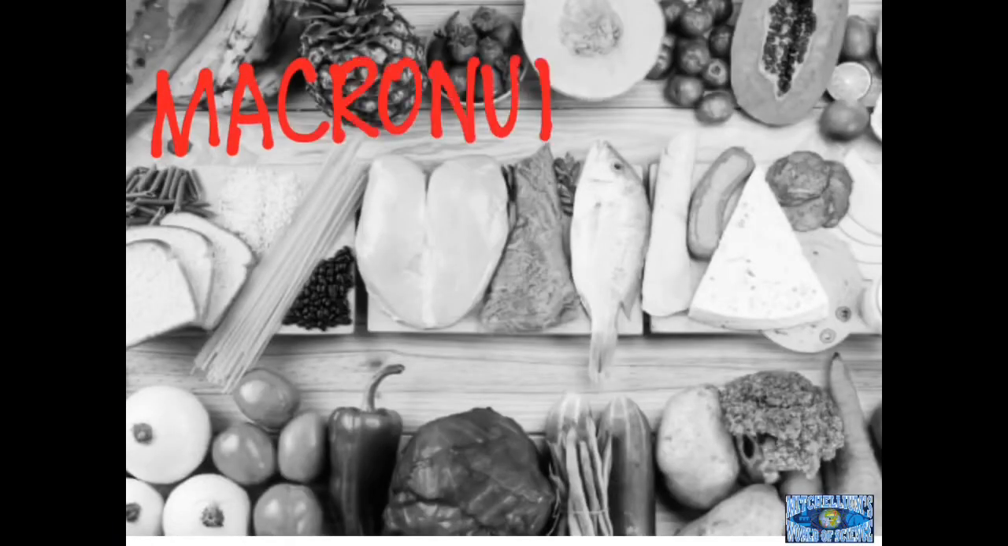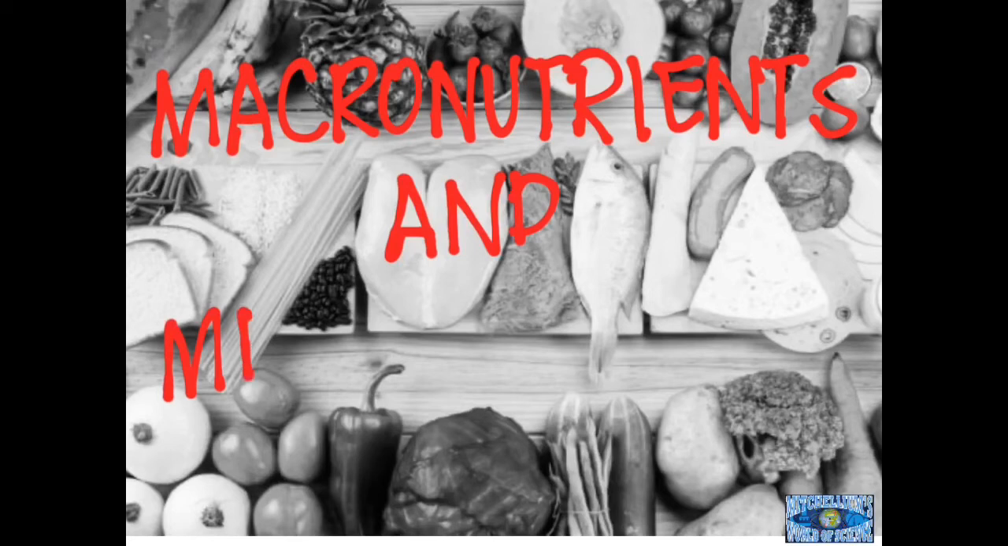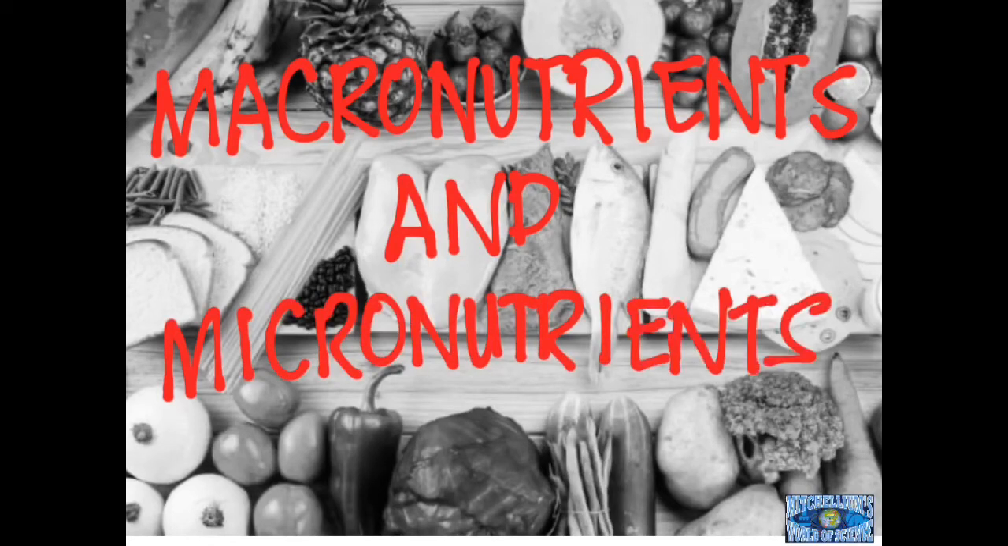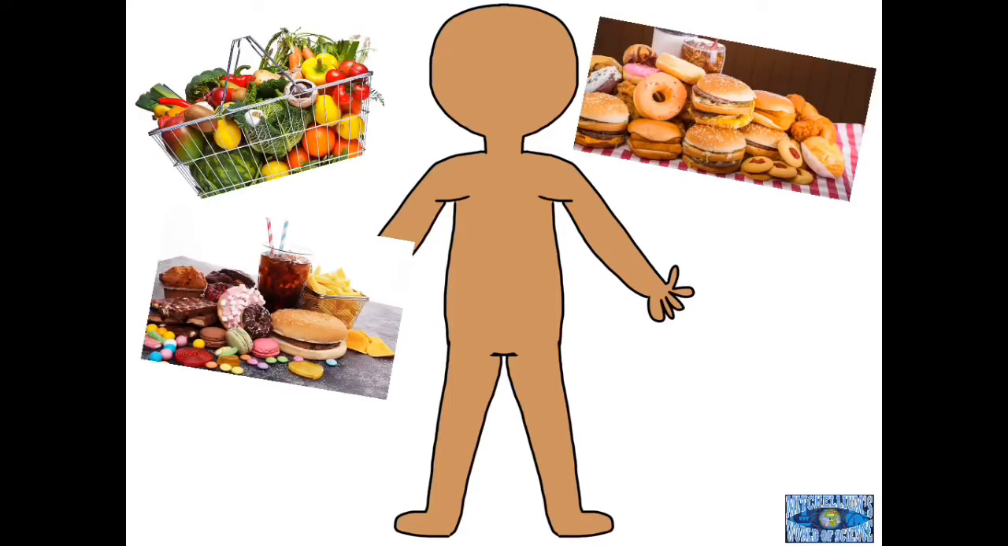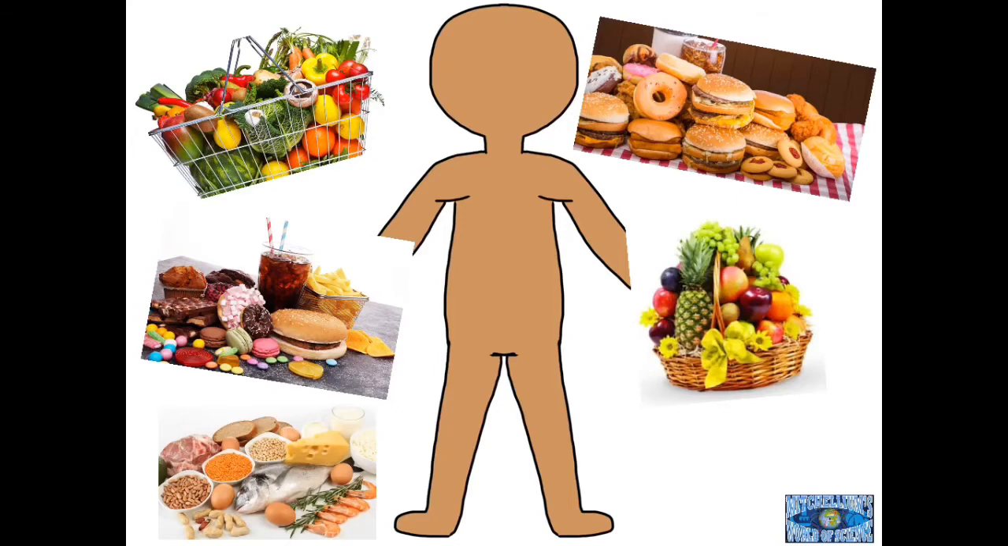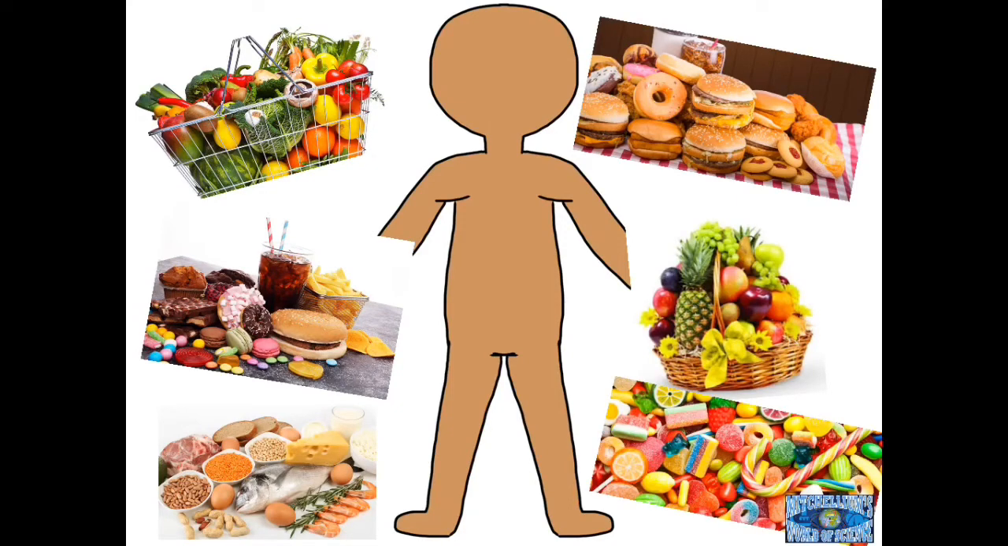Today we're going to learn about macronutrients and micronutrients. Our bodies are pretty complicated, meaning that they have a whole lot of nutritional needs in order to survive and function. The composition of our diet is essential to meeting these needs, and therefore it's important to understand what nutrients are.